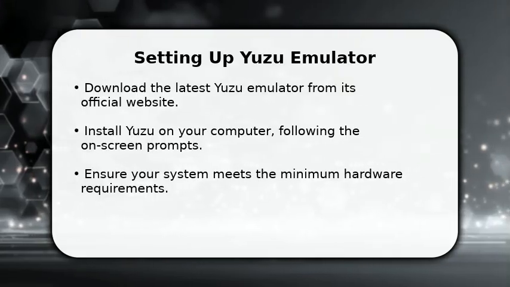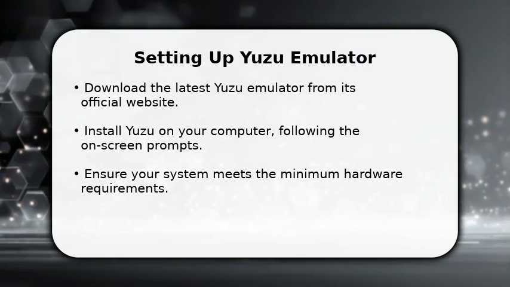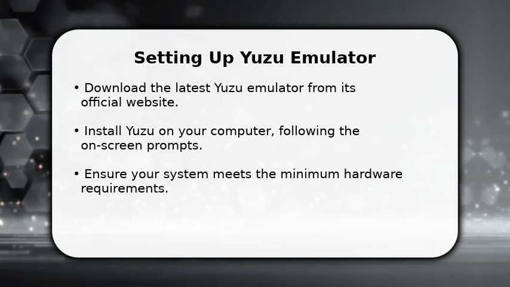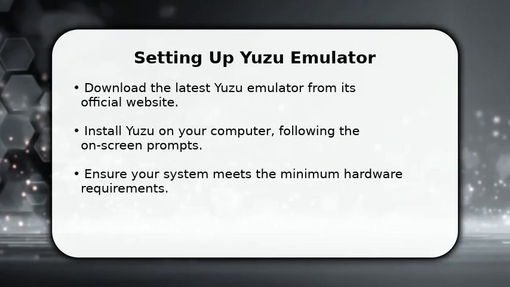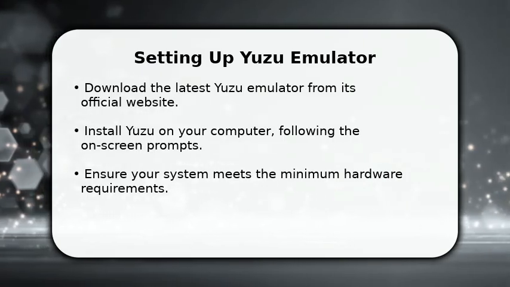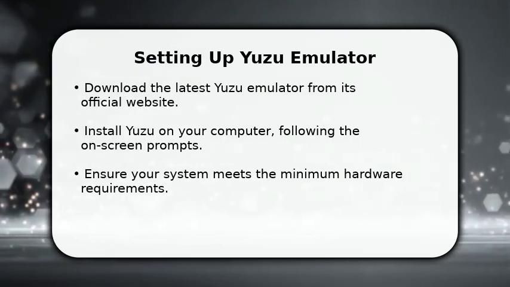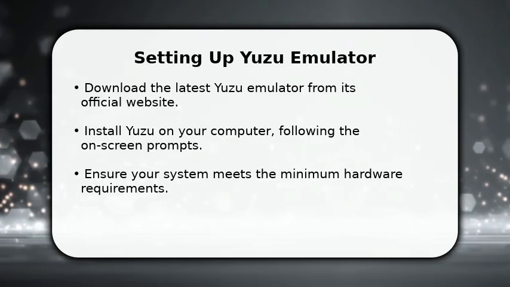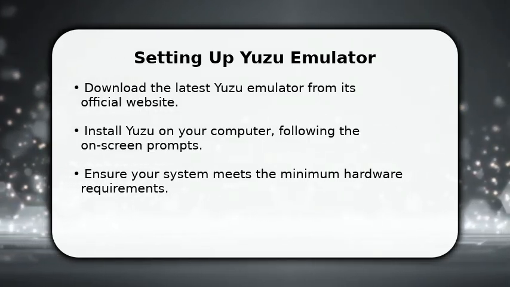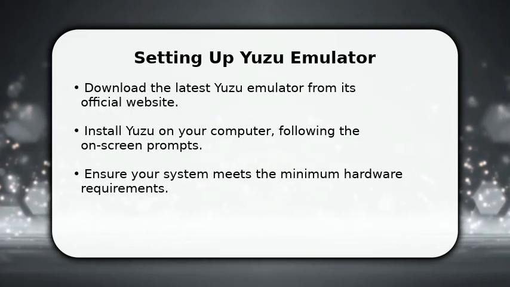In this video, I will explain how to play Mortal Kombat 1 on Yuzu Emulator. First, download the Yuzu Emulator from its official source. Install it on your computer, making sure your system meets the necessary specifications for smooth performance. This initial setup is crucial for a stable emulation experience. We'll cover the basic installation steps to get you started quickly and efficiently.